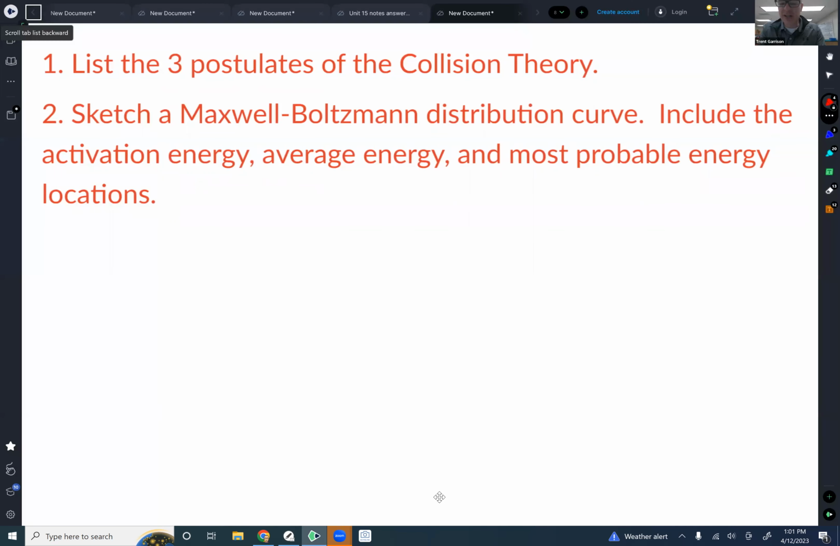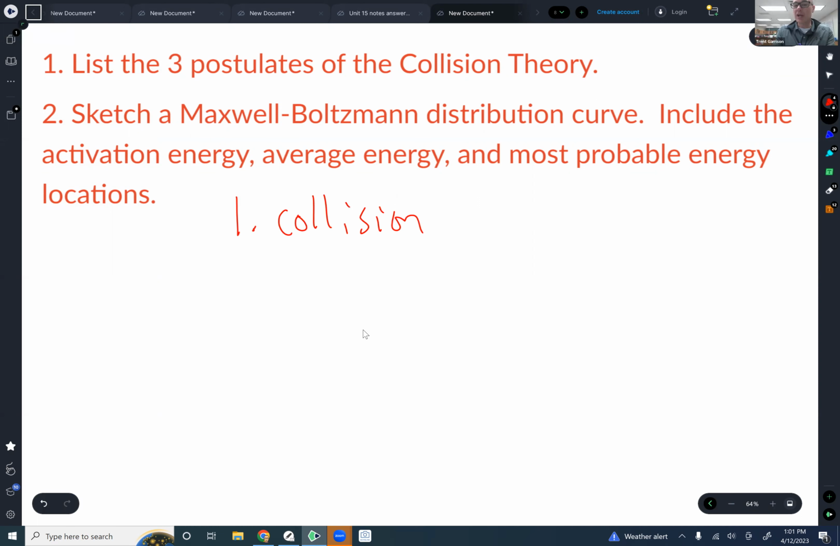Three postulates of the collision theory. And the collision theory says that for a reaction to occur, for products to be created, three things have to happen. One, there has to be a collision. Well, that makes sense since it's called the collision theory. So reactants have to hit one another for there to be a reaction.